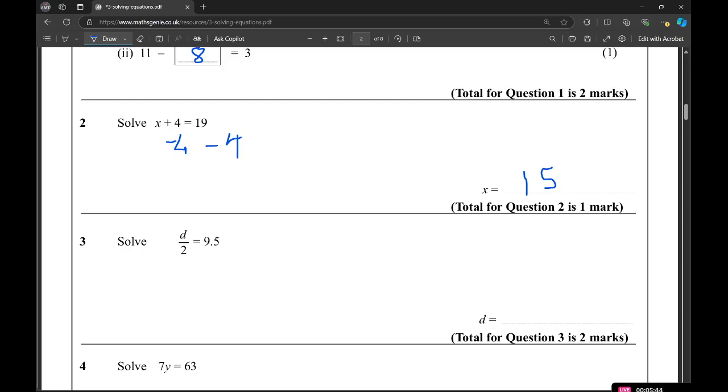Question number 3: solve d over 2 equals 9.5. What's the opposite of divided by 2, guys? That'll be to multiply by 2 on both sides, because that cancels off the division. So we have d equals 9.5 times 2, so double it. That'll be 18, or 18.0, because double 9 is 18, and double 0.5 gets you 1.